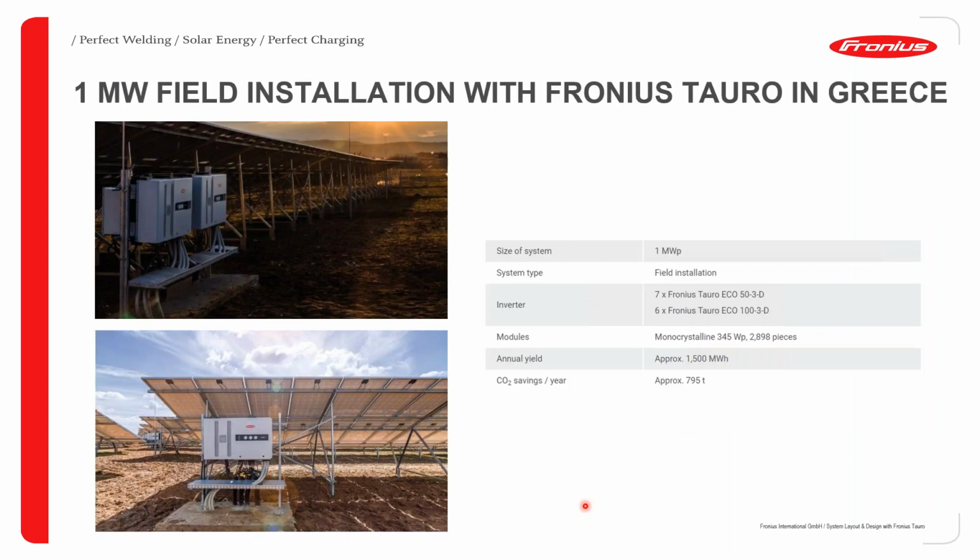The second example I want to show you is a 1 megawatt field installation in Greece. In this field installation, they used different types of Fronius Tauro inverters, the 100 kilowatts and the 50 kilowatts. In this particular example, they used the AC-DC chain option on some of the inverters, and some of the inverters they chose not to go for the AC-DC chain option. Here you can see in the first picture, we've got AC-DC chaining happening between two inverters. In this third inverter, there's no AC-DC chaining happening.